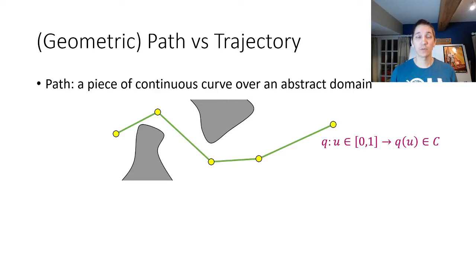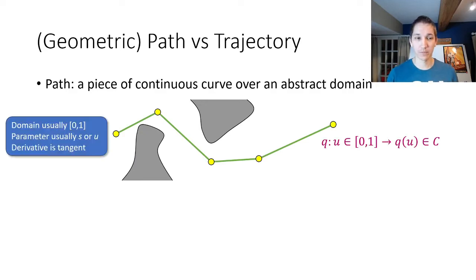We're going to distinguish between a geometric path and a trajectory. By a path, we call a curve that's defined over some abstract domain, but the domain of the parameter is not necessarily that important. So the domain we can take, for example, to be 0 to 1, and the parameter is usually denoted by either s or u, and there's really no direct association between the derivative of this path and some sort of velocity or some sort of physical quantities.